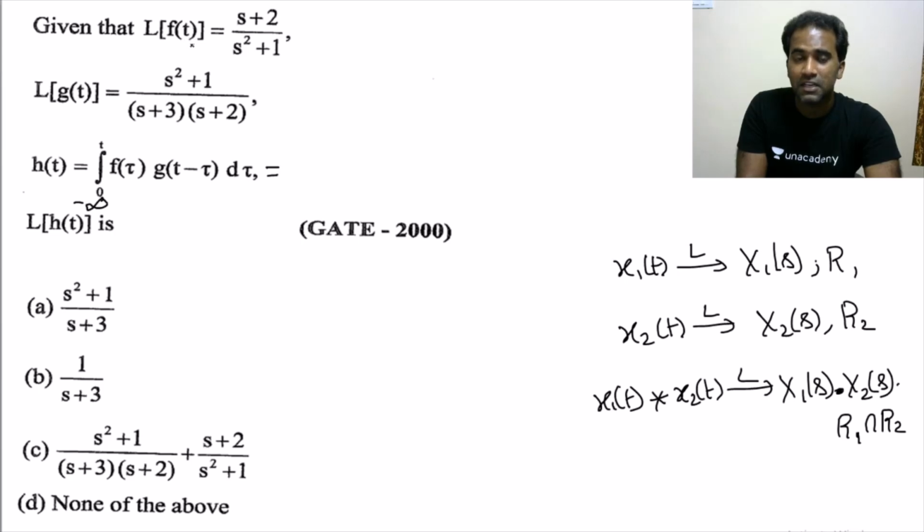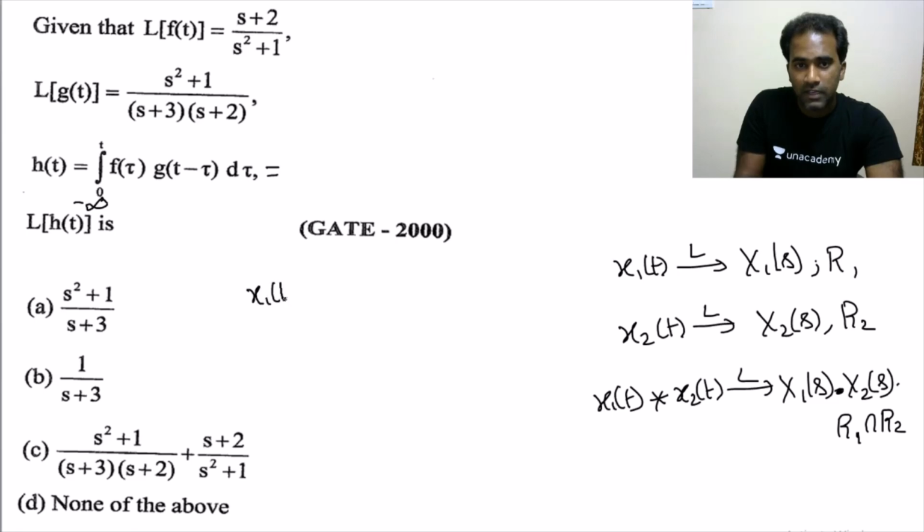But if f of t is a causal signal, then it exists only for positive time, so then we can write it as 0 to t. Actually, it should be from minus infinity to t, assuming f of t is causal. One second. First, let me write the basic convolution formula. Then it will be easy for you to understand.